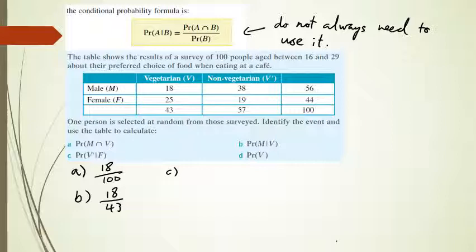The next one, we want non-vegetarians for females. So we have 44 females in total, written right there, and the non-vegetarian females are here. So it's 19 out of 44. Part D, the probability of getting a vegetarian is 43 out of 100.